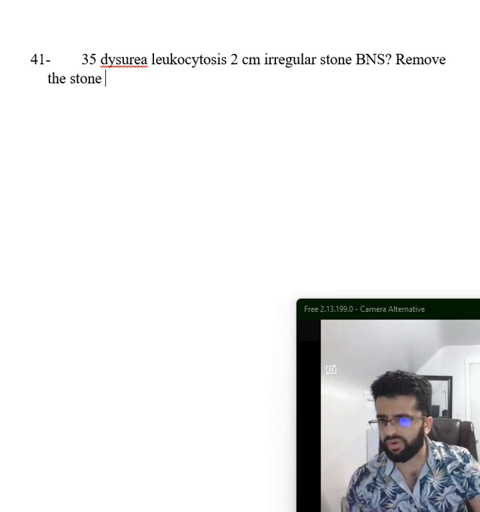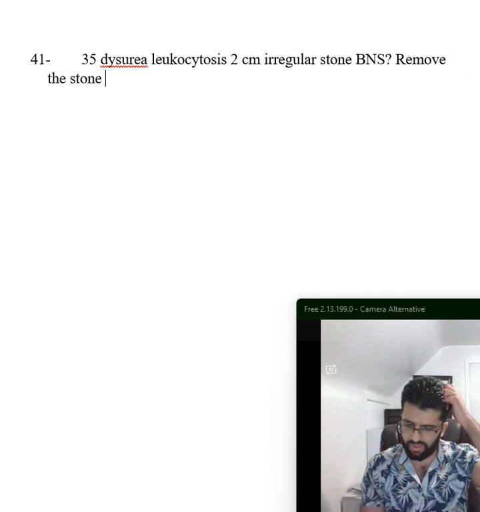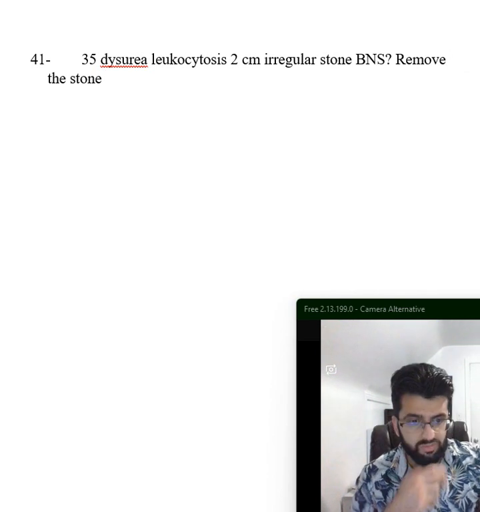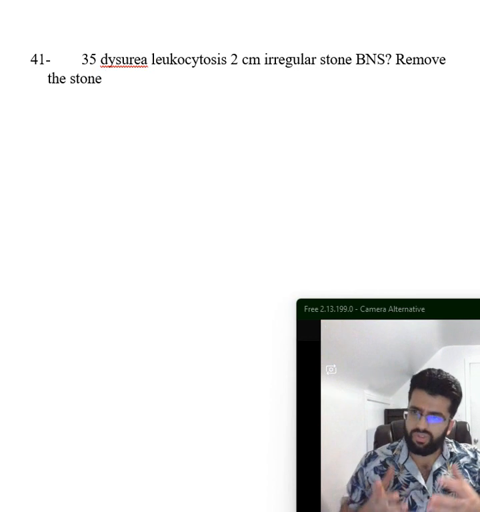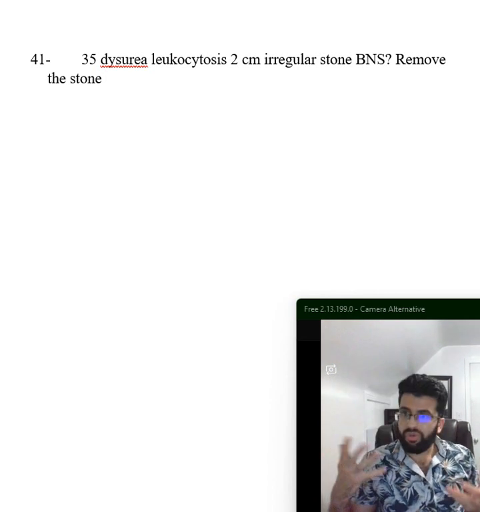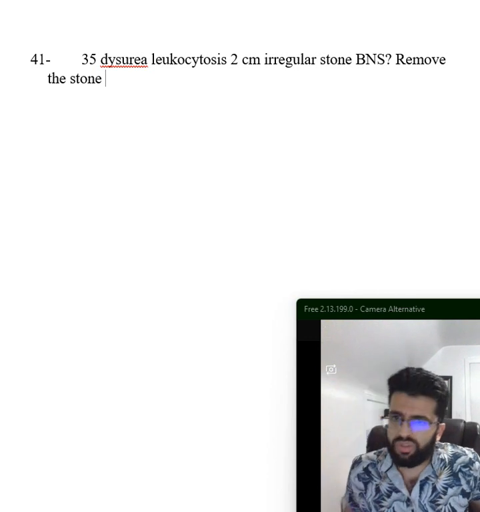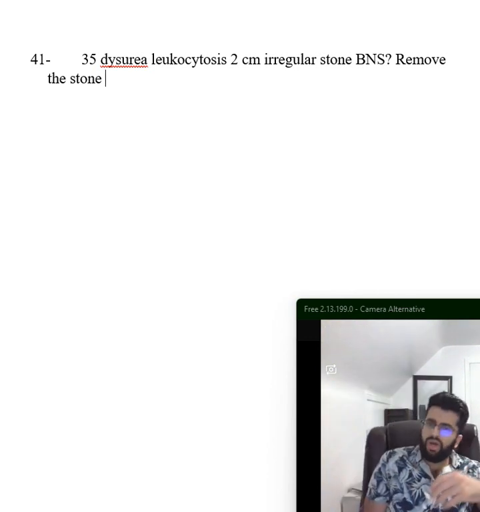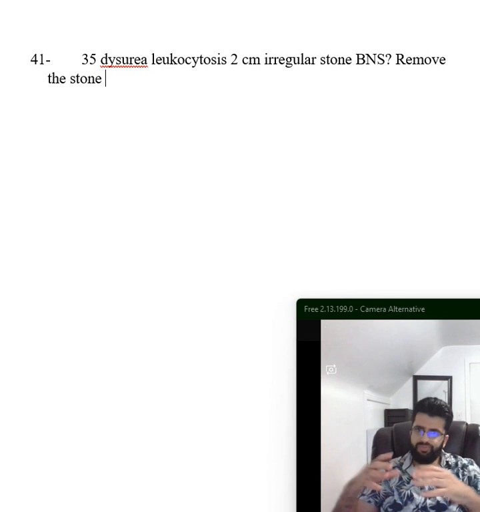And what is the cutoff here? The cutoff is 10 millimeter. So if it's more than 10 millimeter, you want to consider removal. So there are different types of stone. There is magnesium ammonium phosphate stone. What could be causing that? Could be caused by Klebsiella, Proteus, okay? Due to hydrolysis of urea, which yields ammonia, right?